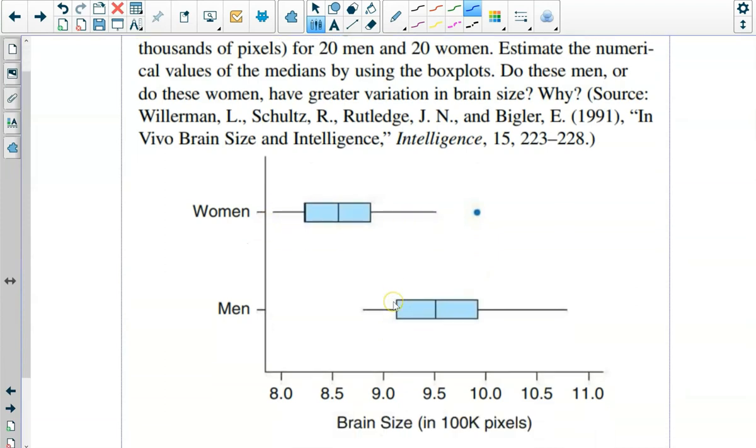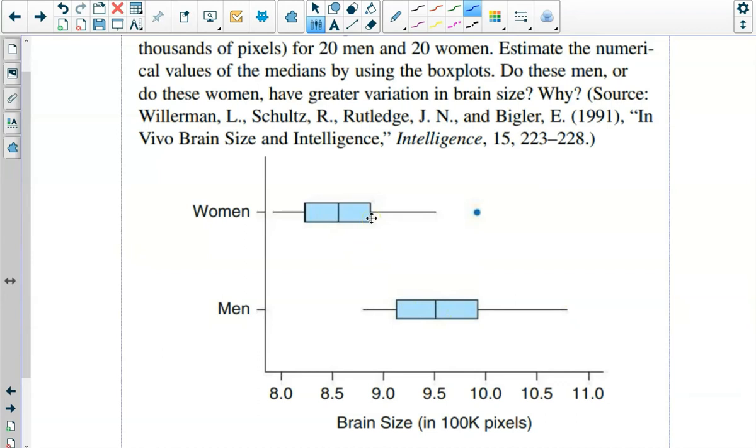They span a distance of 1,500,000 pixels. Okay. Men looks like they start at maybe, I'm going to go 8.8. And then they range all the way up to, it looks like about, I'd say maybe 10.7. And that is a range of 1.9. So I would say the men have a greater variation in brain size because they have the larger range. And the same thing if you look at the interquartile range. The men's interquartile range is just a bit bigger than the women's.